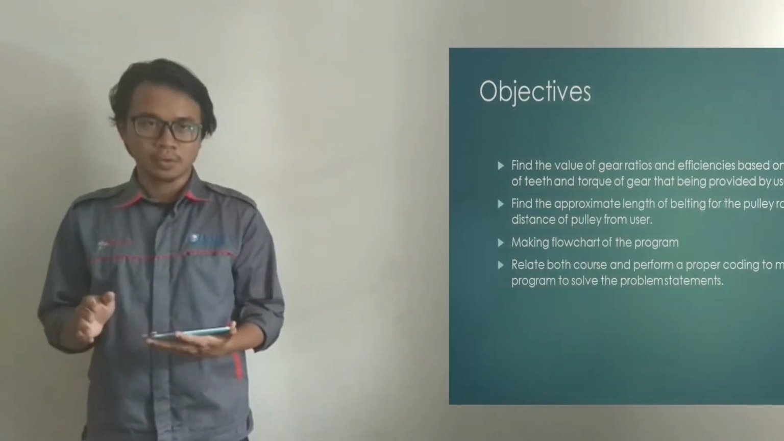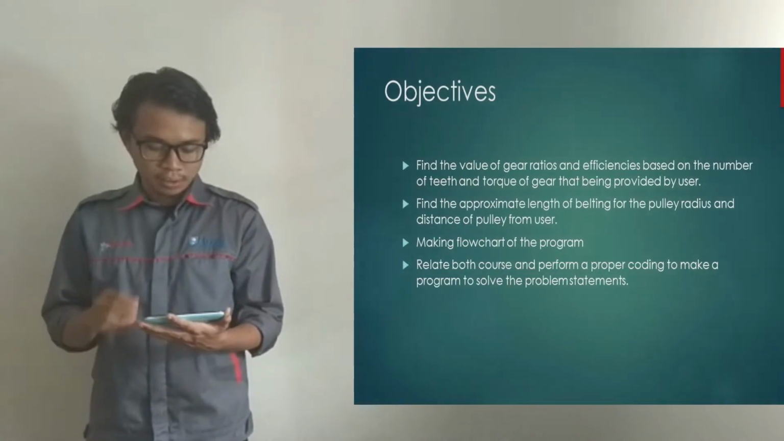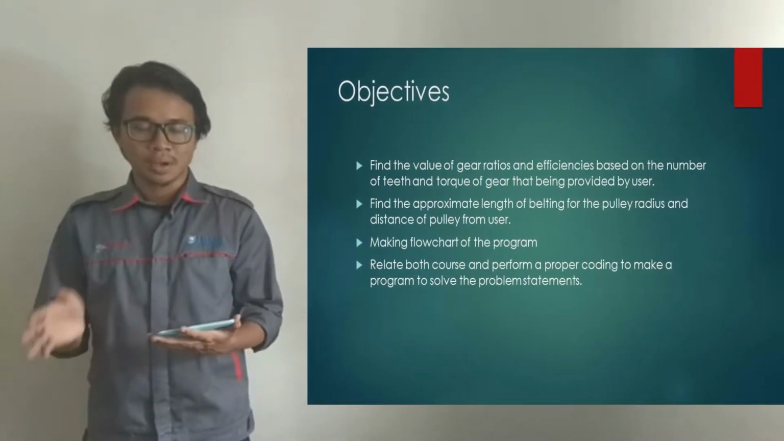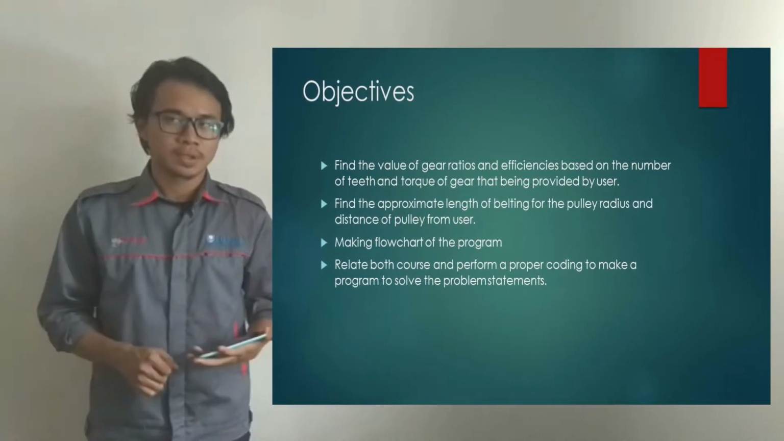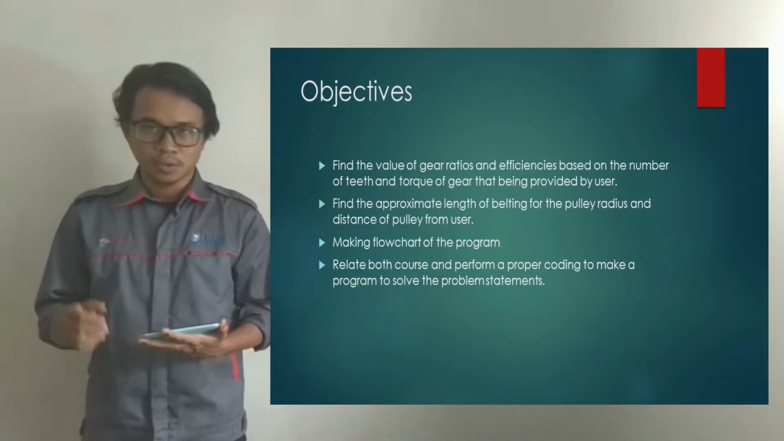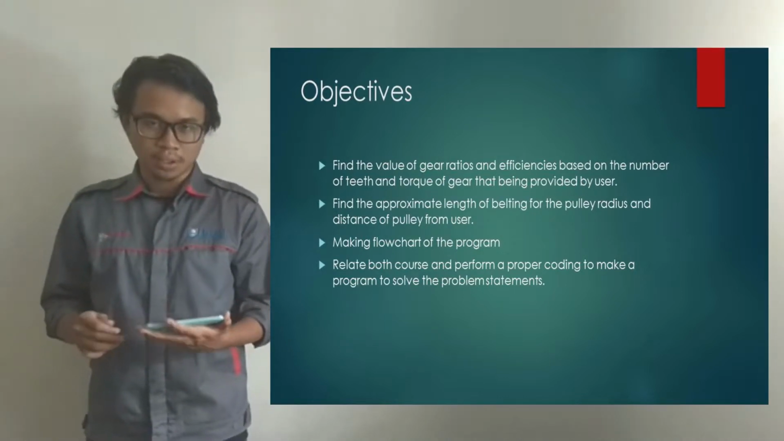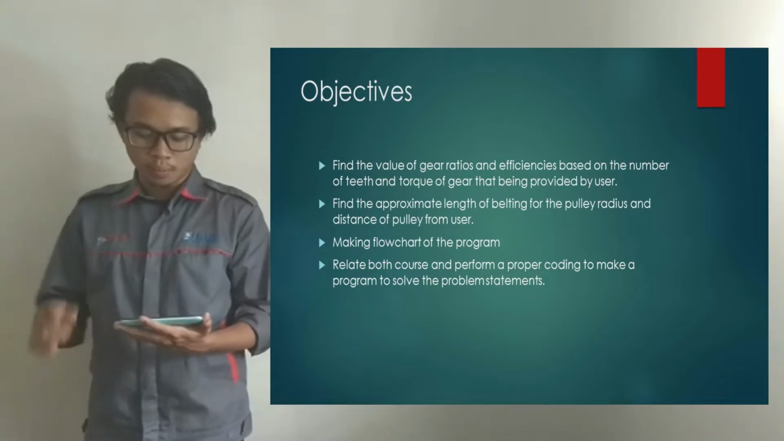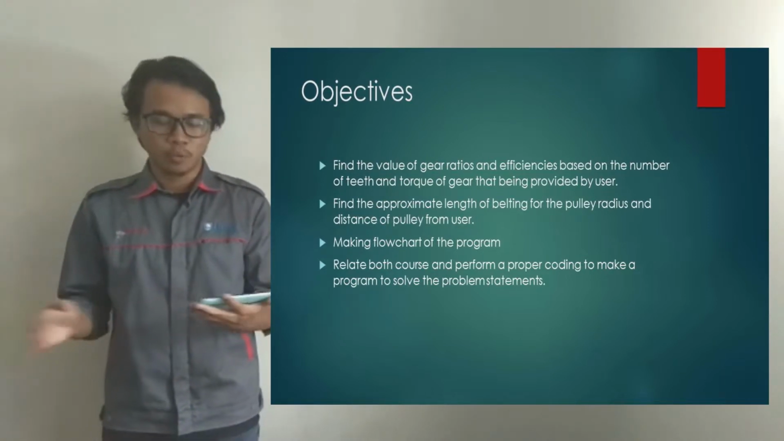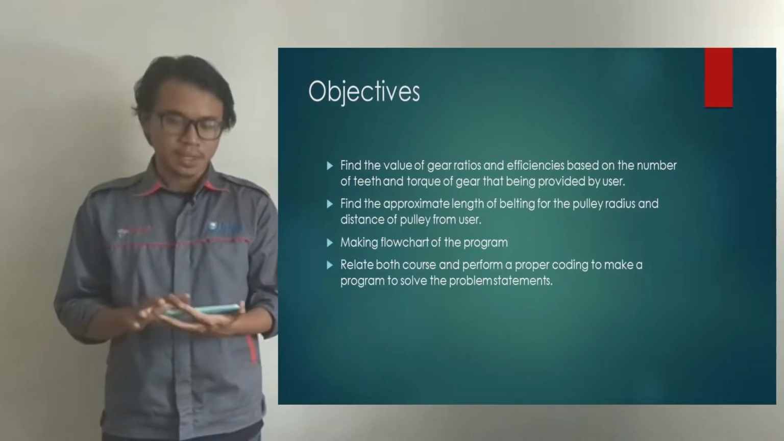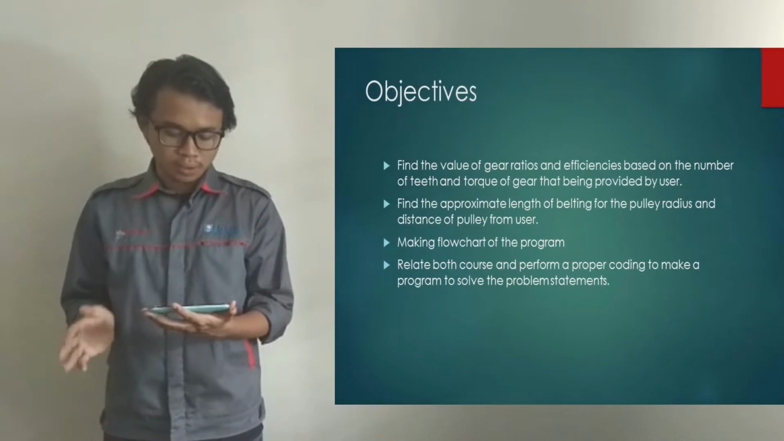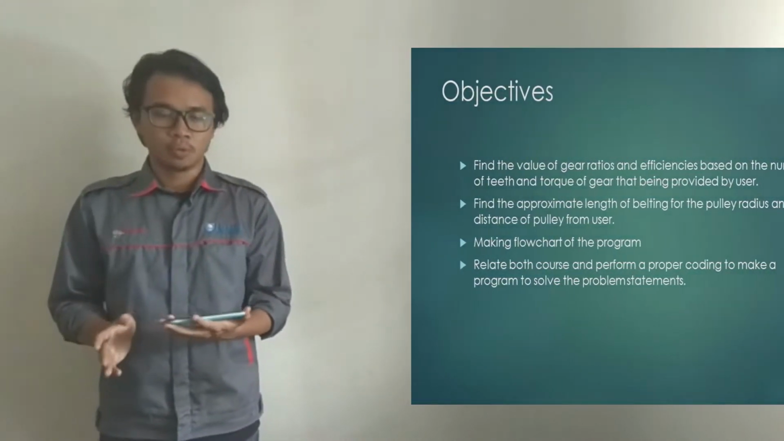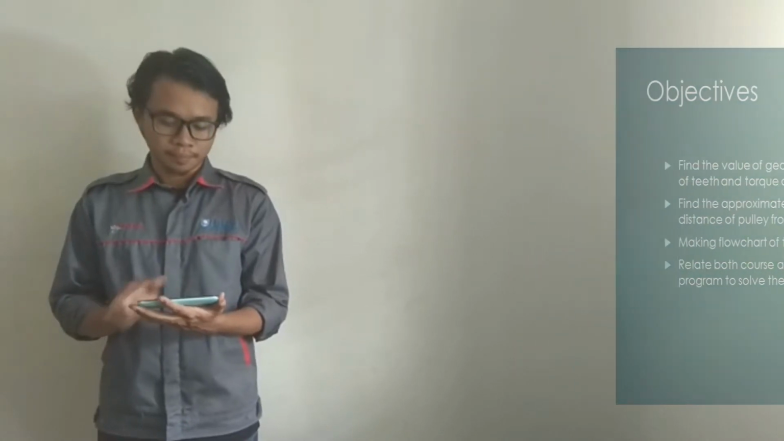So next, for the objective: find out the value of gear ratio and efficiencies based on the teeth at the top of the gear that the user keys into the system. Next, to find the approximate length of the belt, from the information that the user inserts into the program, which is the pulley radius and the distance between the two pulleys. Next, making the flowchart, and last but not least, relate both courses and perform proper coding to make a proper program.